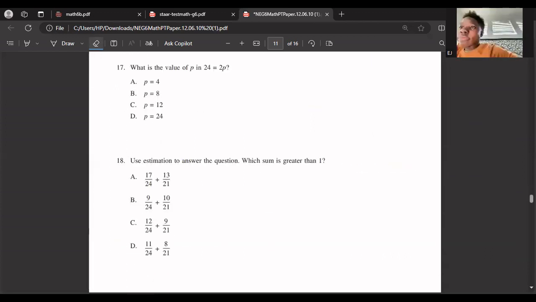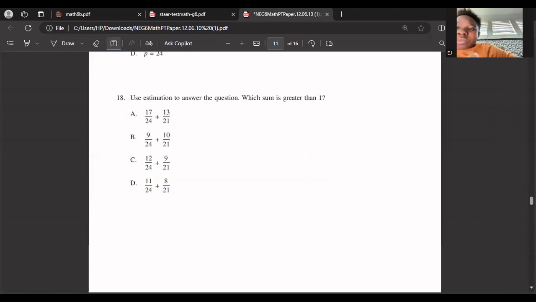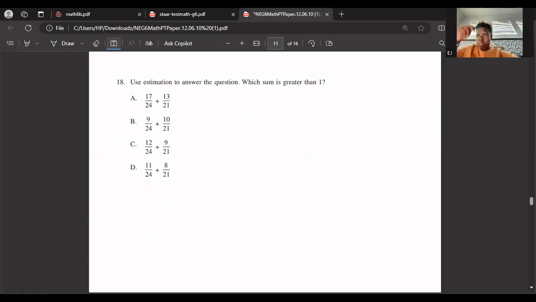All right, number 17. What is the value of P? Over to you. Solve this based on what we've done earlier. What's the value of P if 24 equals 2P? I believe P equals 12. Great. Correct. So how did you get this? Because 2 times 12 is 24. Okay, great. So we move on to the next question.